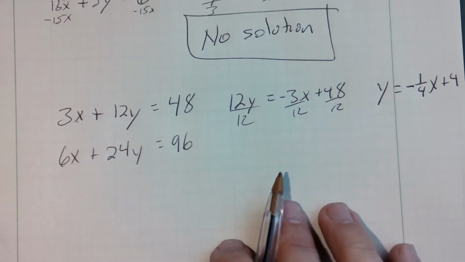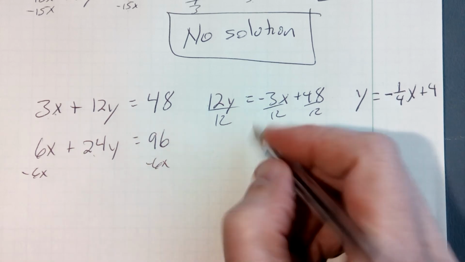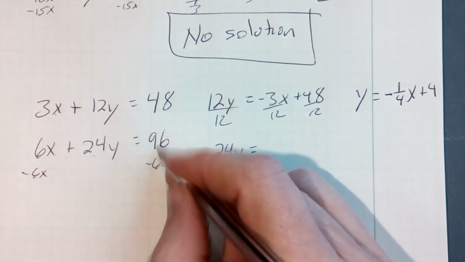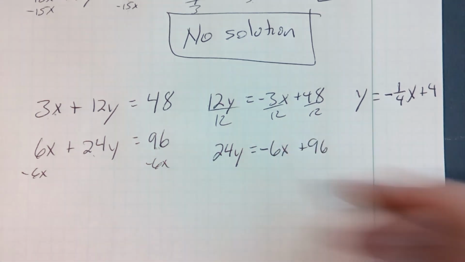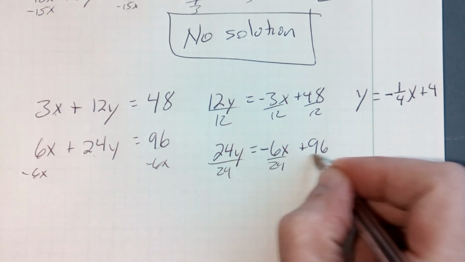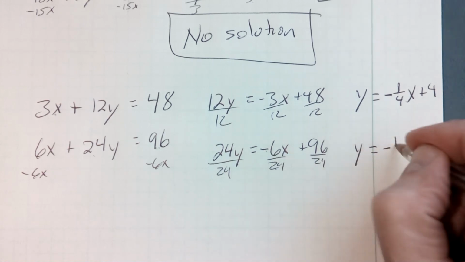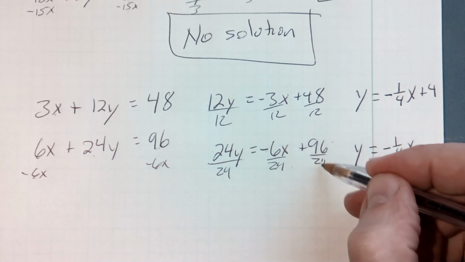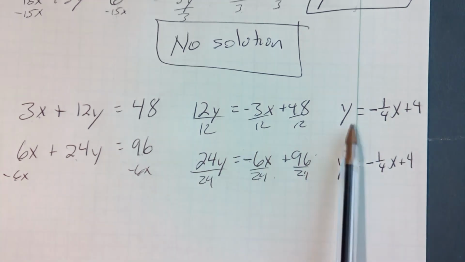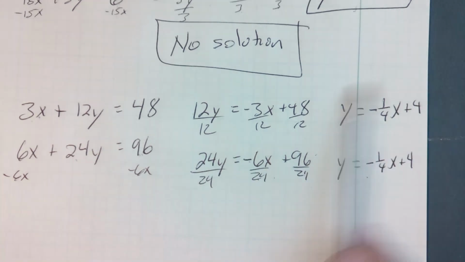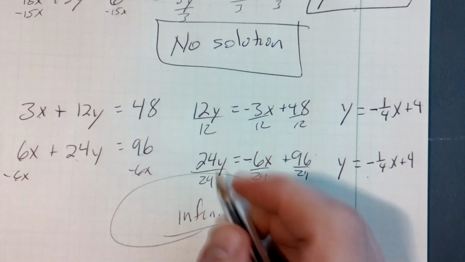Now the second one here, again, subtract the 6x. So that gives me 24y equals negative 6x plus 96. Now I divide everything by 24. That leaves me a single y equals negative 6 over 24, which is negative 1/4 x. Positive 96 divided by 24 will be plus 4. And now I notice that the slopes are the same. The y-intercepts are the same, it's the exact same equation. If it's the same equation, you have infinitely many solutions.